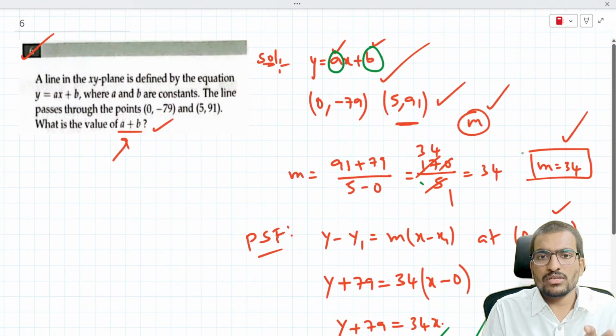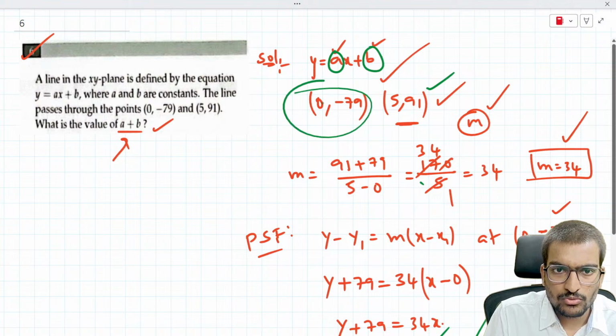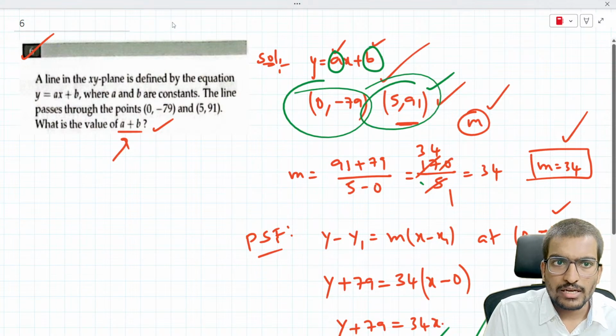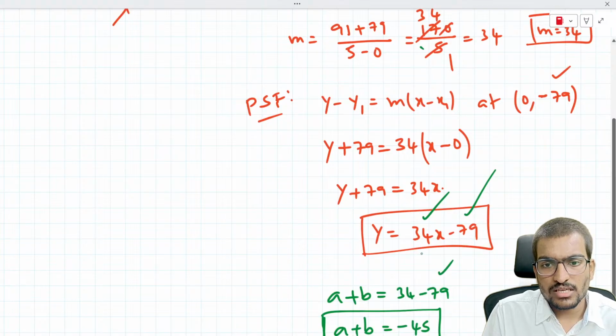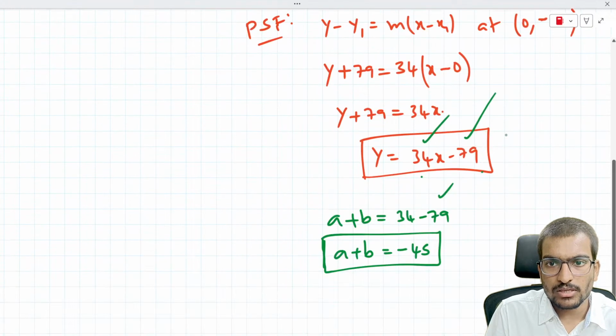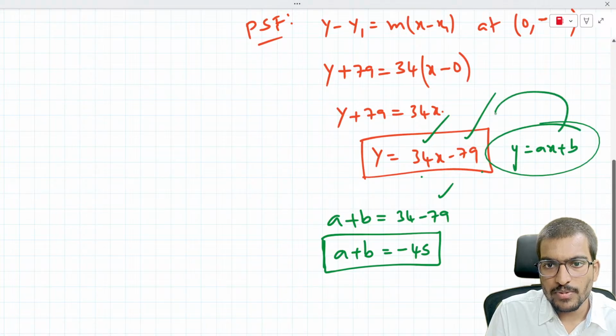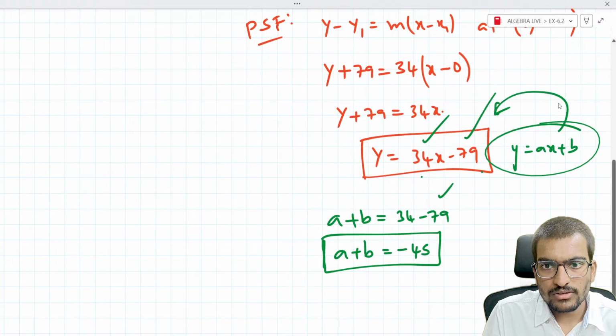I just used the given 2 points. I got the slope and I used any point. You may use this or this and make up the equation. After getting the equation, just take the a and b values from it by comparing with the given equation, y equals ax plus b. So I compared this with this equation, I got a and b, and it's negative 45. Yes, very good.